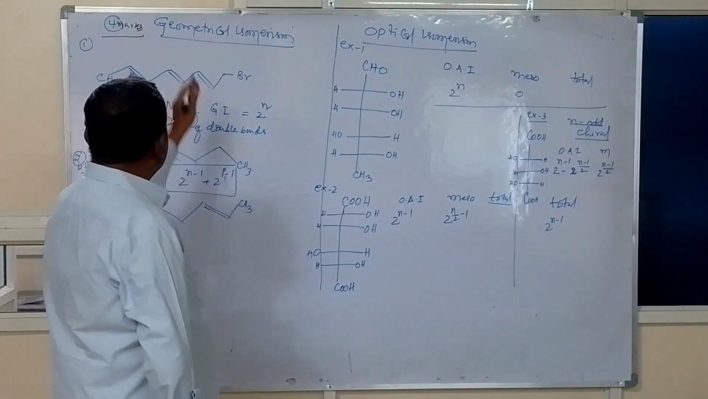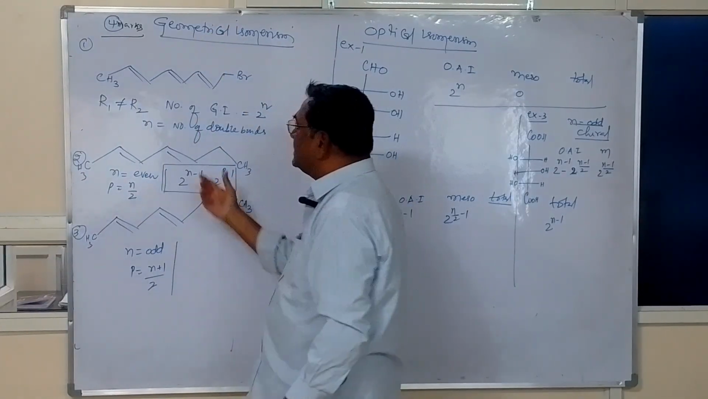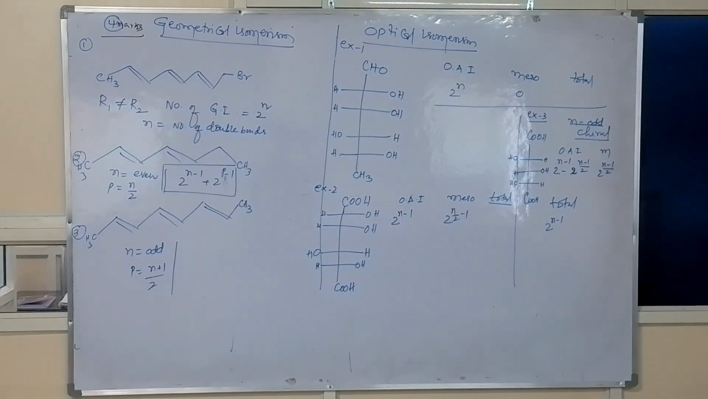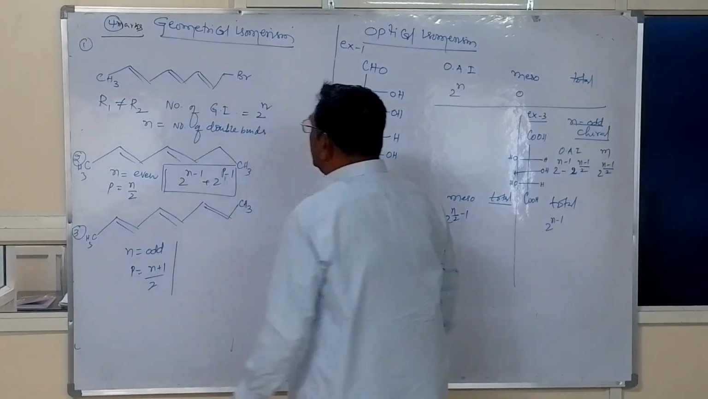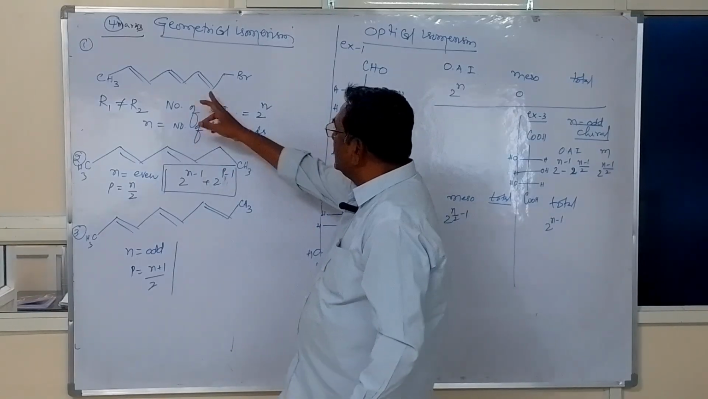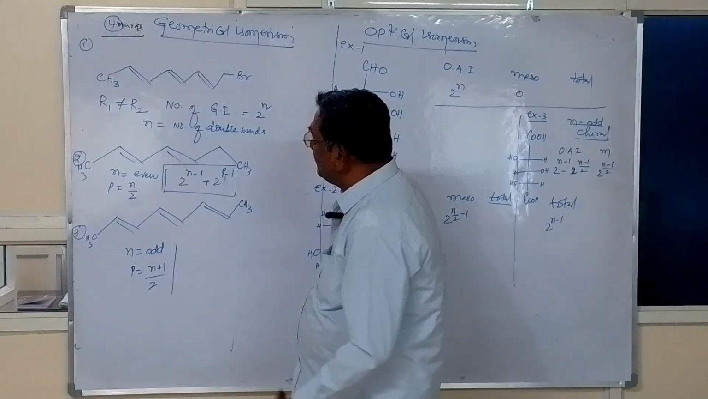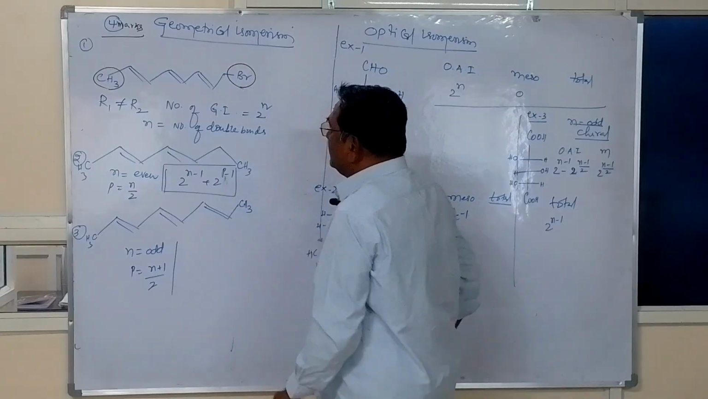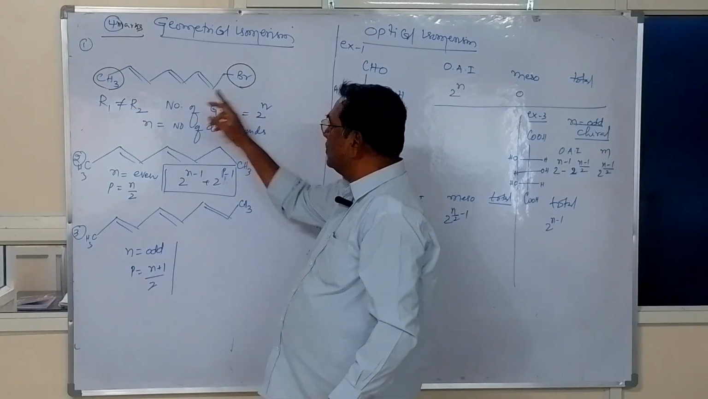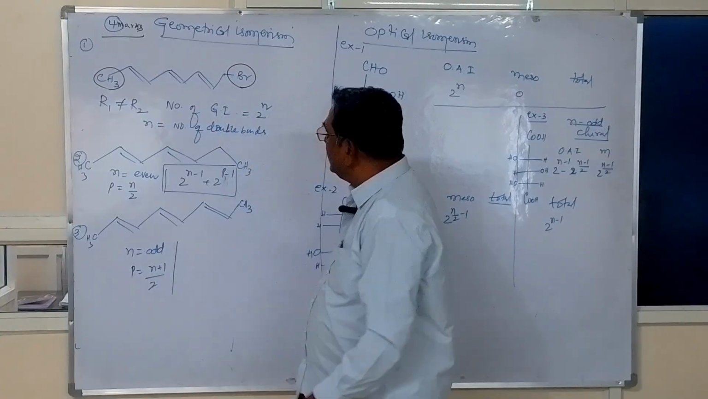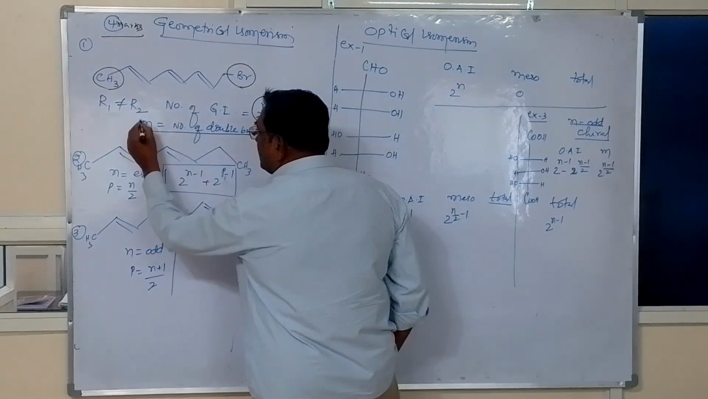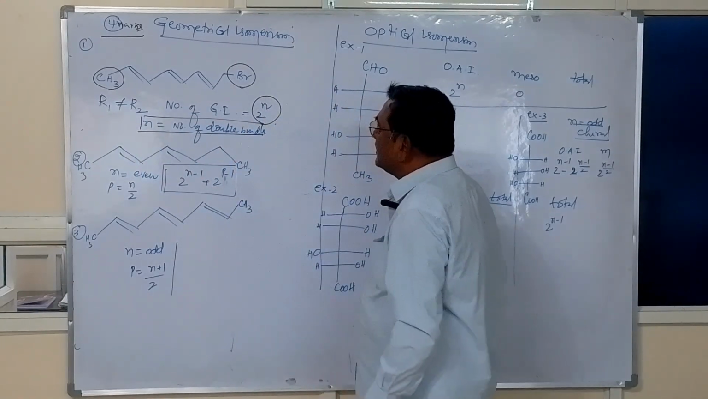So listen. Geometrical isomerism is related to double bonded carbons, attached with different groups, children. Suppose I take one of the compounds here. Let the number of double bonds be even or odd. If the two terminals are different groups, then the total number of geometrical isomers is equal to 2 to the power n, where n is the number of double bonds.